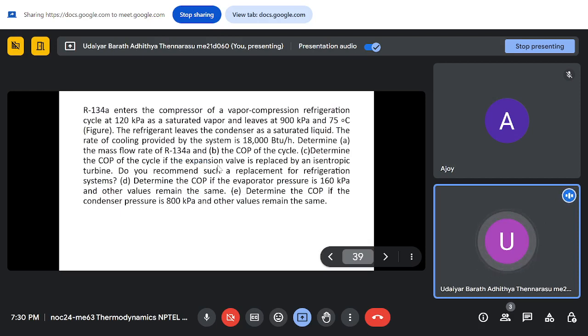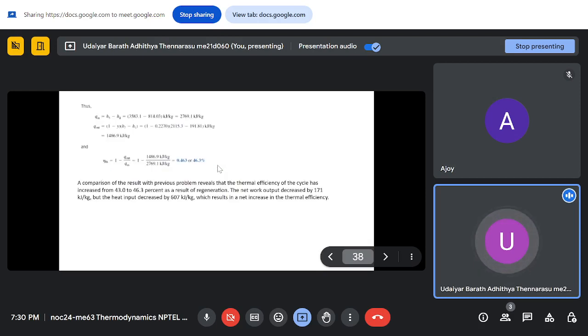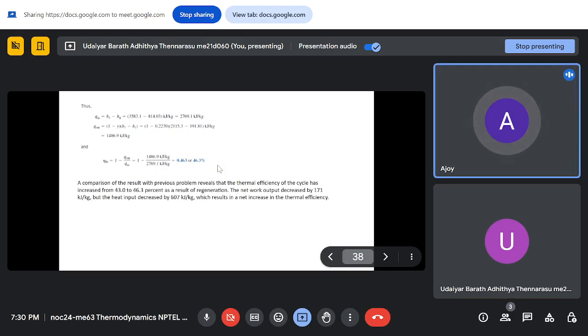So this is the last problem. This is a vapor compression process, refrigeration. So R134A enters the compressor of a... Any doubt in the previous problem? No, sir. Okay, everything is good.